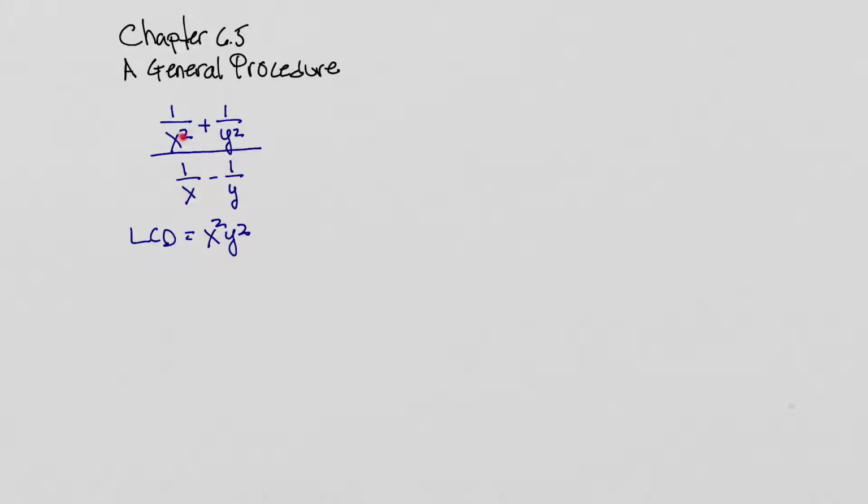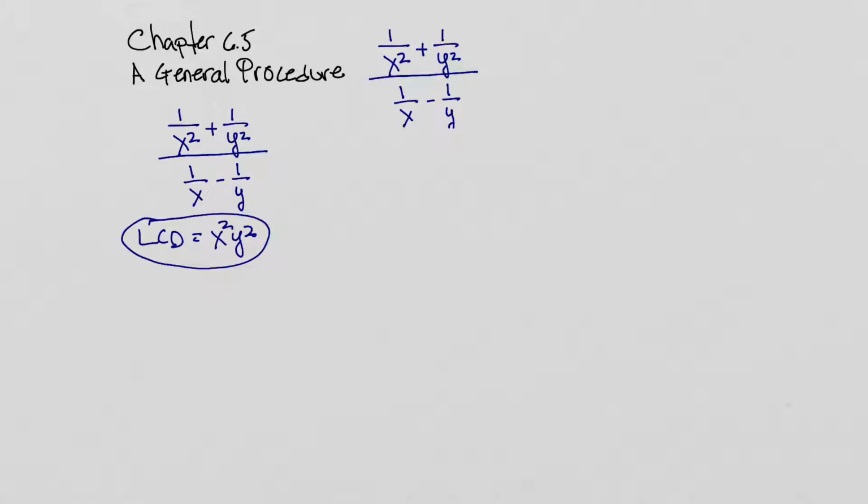X appears here and it appears here, but to the second power, so we know we use the higher power. Y appears here, but to the second power here, so we know we use the higher power. So there's our LCD. I'm going to circle that so we don't lose it. Now here's how we're going to do this.